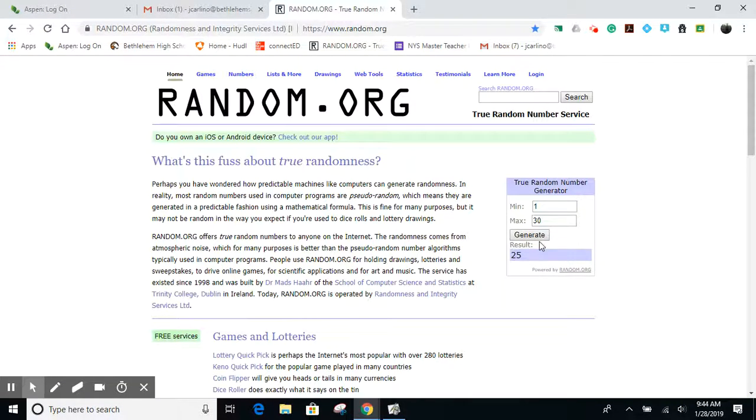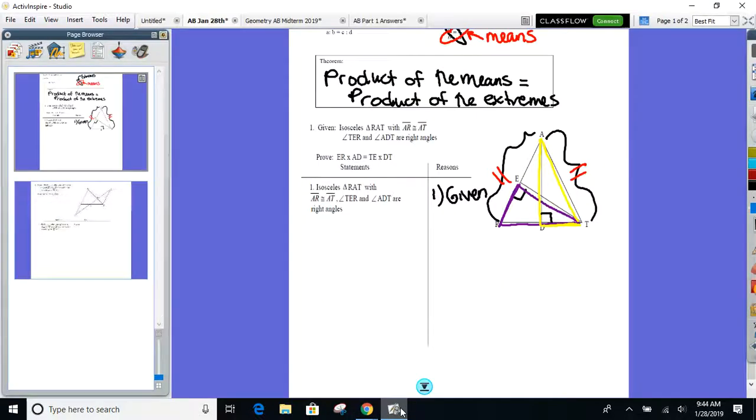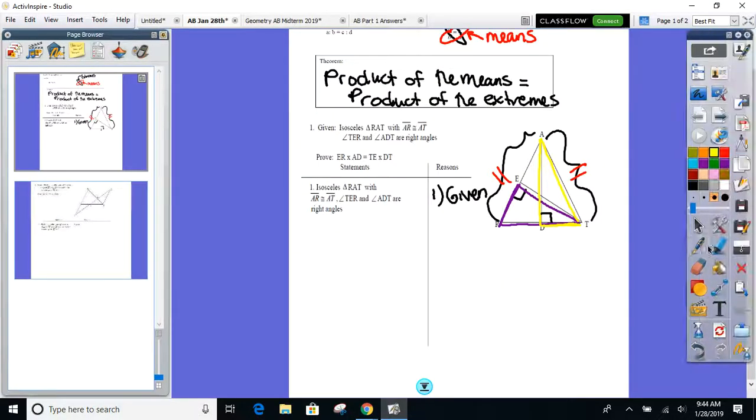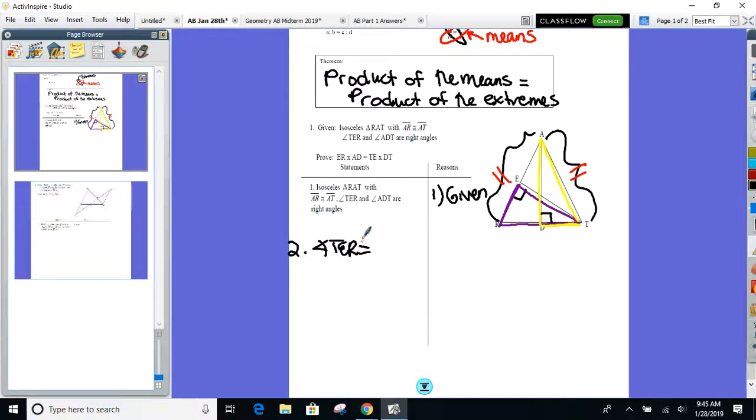25. Because they're what? And here's great news. You don't have to write it down. I already gave it to you. So we can go to say, yep, angle TER congruent to ADT. Right angles are congruent.